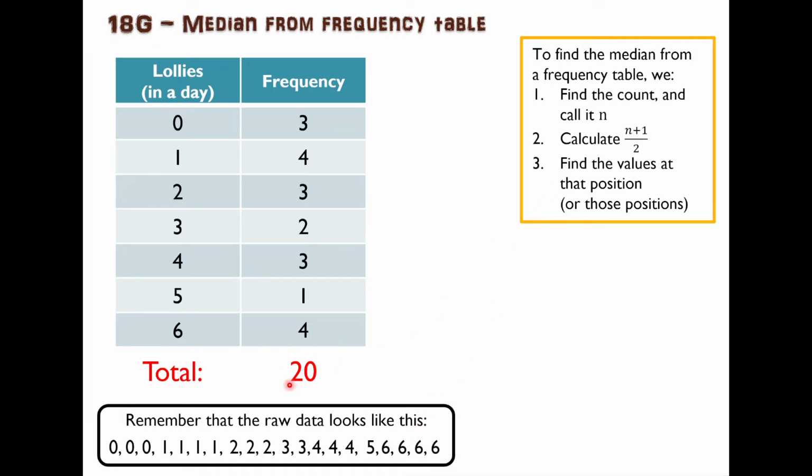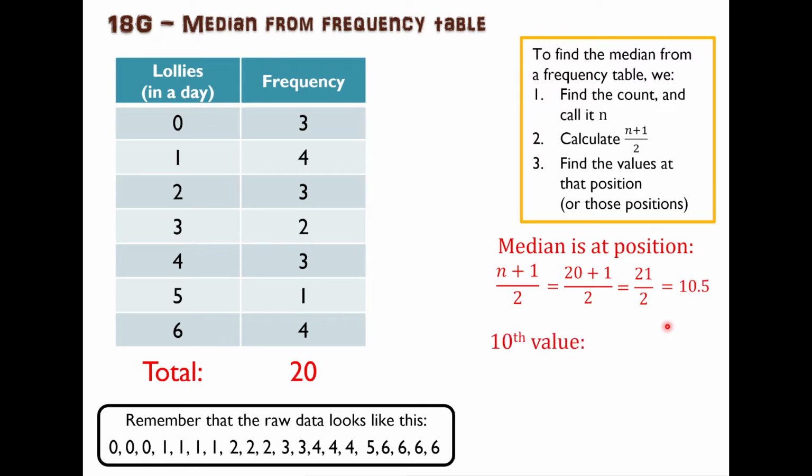Then we take this count and calculate (n plus 1) divided by 2. This will not give us the median, but it will tell us where it is. So n is the count. What's the count in this example? The count is 20. So I've got 20 plus 1, all divided by 2. 20 plus 1 is 21, so I've got 21 divided by 2, which is 10.5. In between 10 and 11, the result is going to be somewhere between the 10th value and the 11th value.